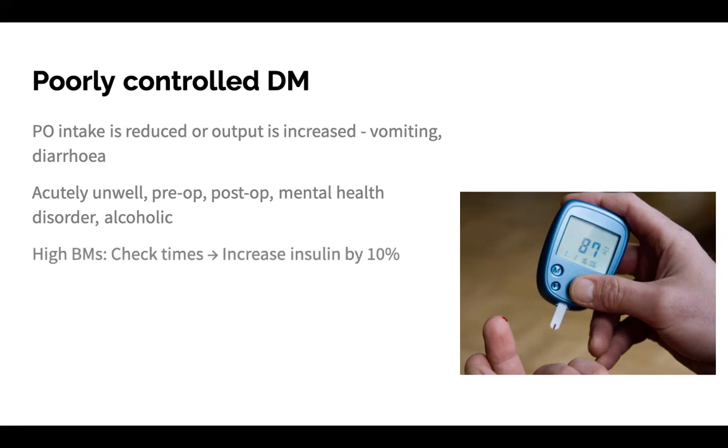If you have a patient who's got high blood sugars and they're well with the high blood sugars, they're not vomiting, don't have any signs of DKA, then the first thing to do would be to check the time that the patient had the high blood sugar. So look at the trend. Is this something that happens before breakfast every morning, or is this just a one-off?